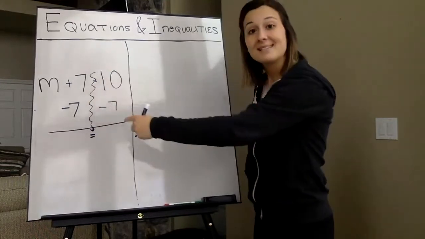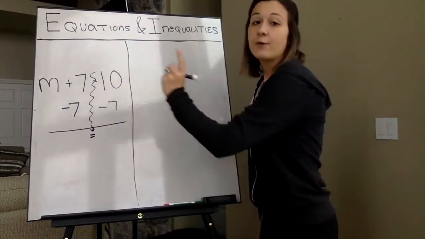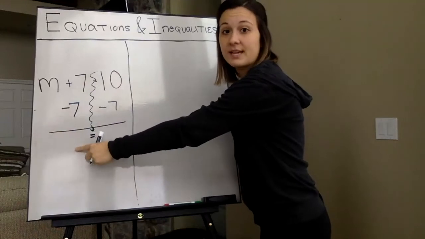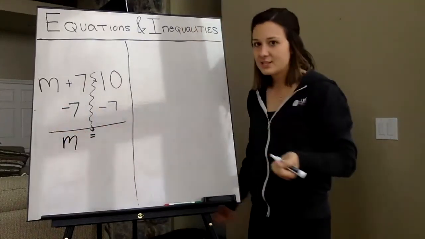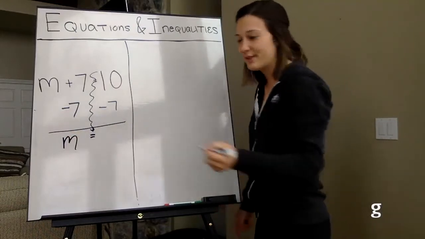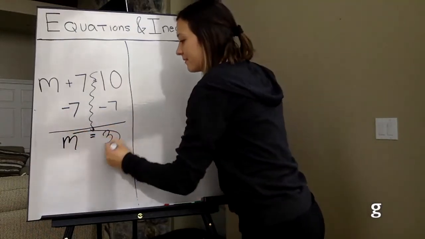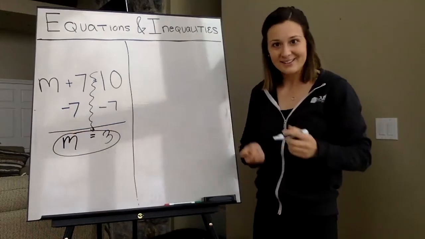7 minus 7 equals 0. Therefore, the only thing I'm left with over here is my variable n. And then I just have to do 10 minus 7, which is 3. And that's your solution. Good job.